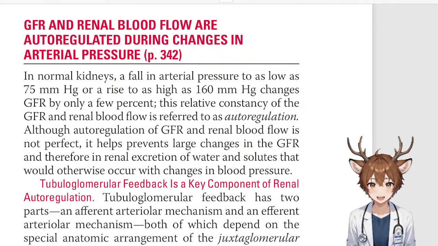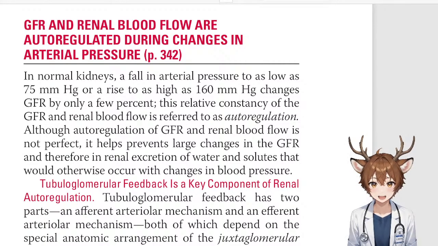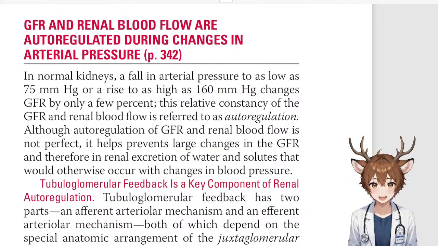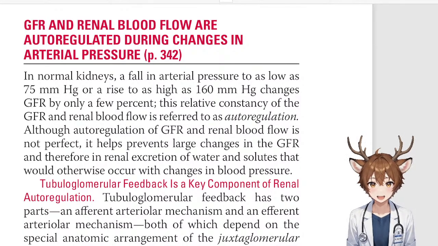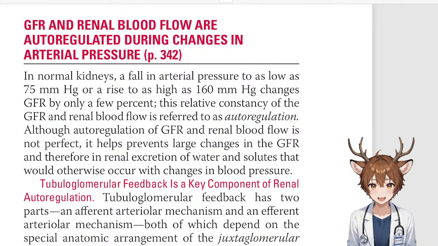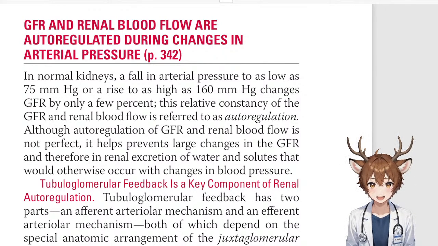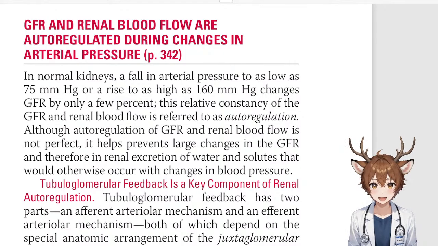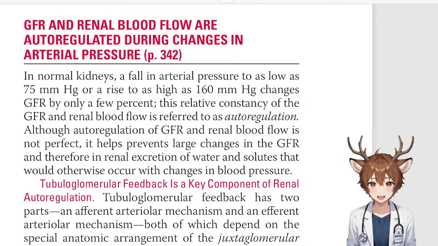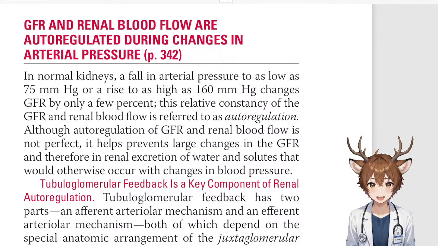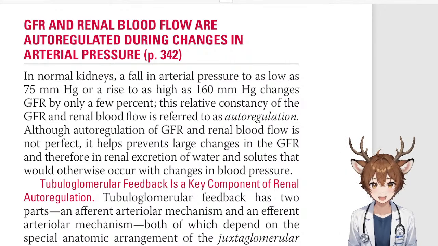GFR and renal blood flow are autoregulated during changes in arterial pressure. In normal kidneys, a fall in arterial pressure to as low as 75 mmHg or a rise to as high as 160 mmHg changes GFR by only a few percent. This relative constancy of the GFR and the renal blood flow is referred to as autoregulation. Although autoregulation of the GFR and renal blood flow is not perfect, it helps prevent large changes in the GFR and therefore in renal excretion of water and solutes that would otherwise occur with changes in blood pressure.